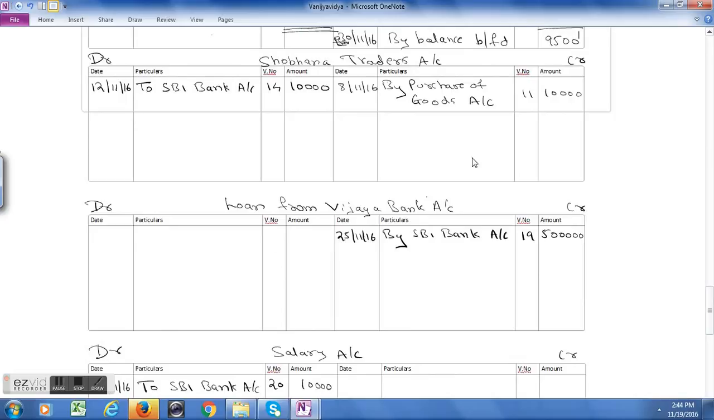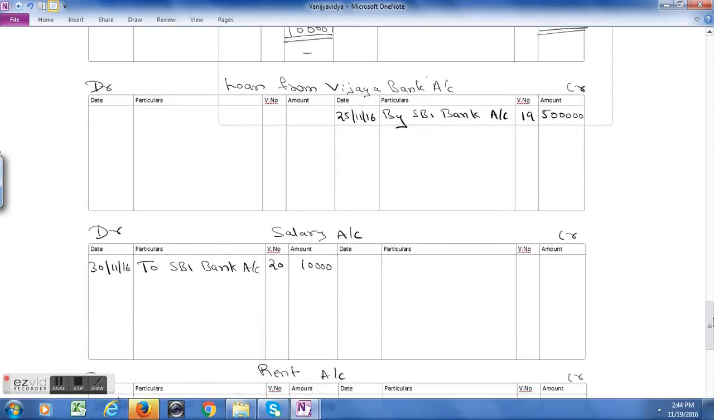Okay, next is Shoaib Not Traders. Okay, if you see debit side total of the Shoaib Not Traders, it's 10,000. Credit side total of the Shoaib Not Traders is also 10,000. Okay, so there is no balance which has to be carried forward or brought forward. Balance carried forward, brought forward is nil.